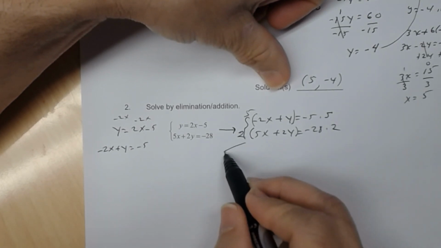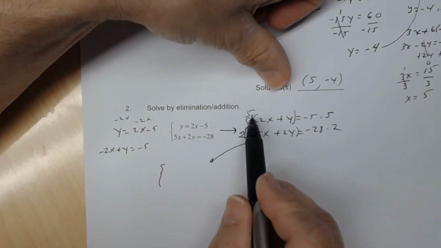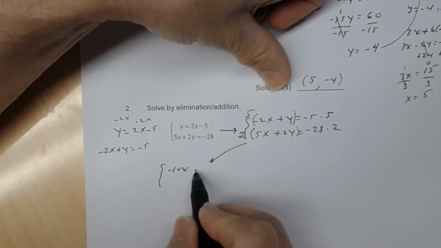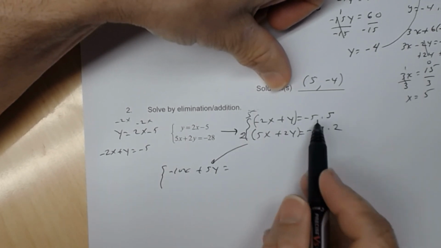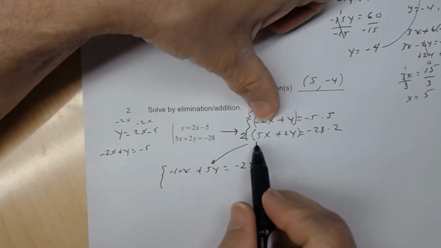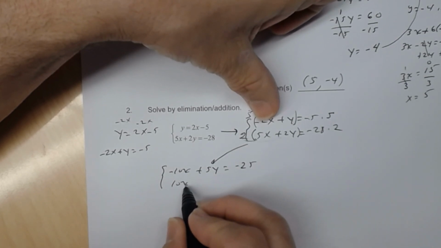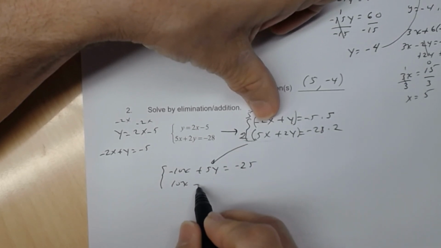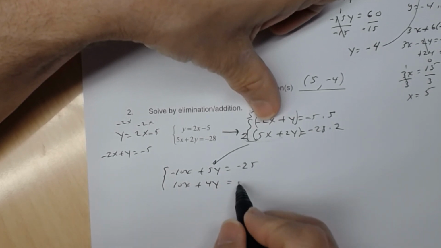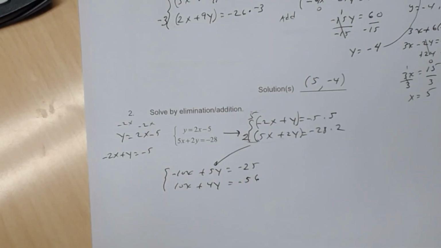And so then this becomes, distribute the 5 now, 5 times negative 2x is negative 10x, 5 times y is a positive 5y, equal, and then a negative 5 times 5 is a negative 25. Over here, if I distribute the 2, I get 2 times 5x is 10x, 2 times 2y is 4y, equal, a negative 28 times 2 is a negative 56. All right, so that's what I have.